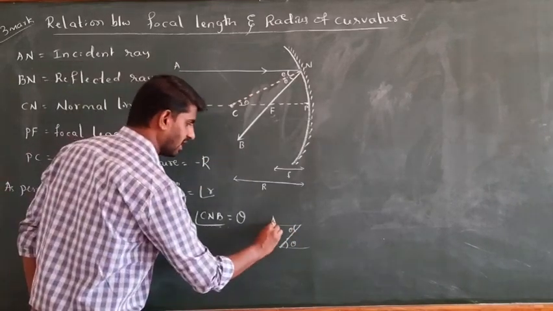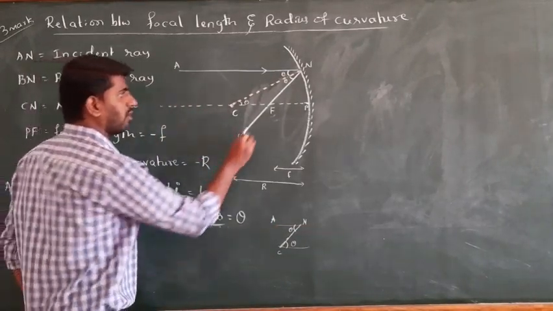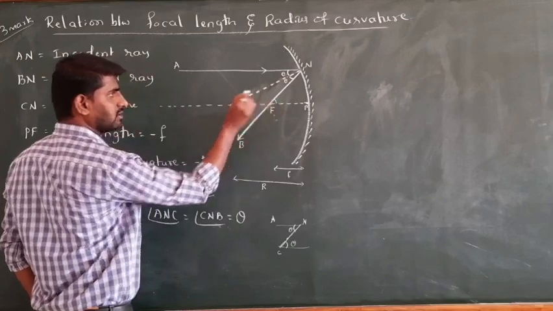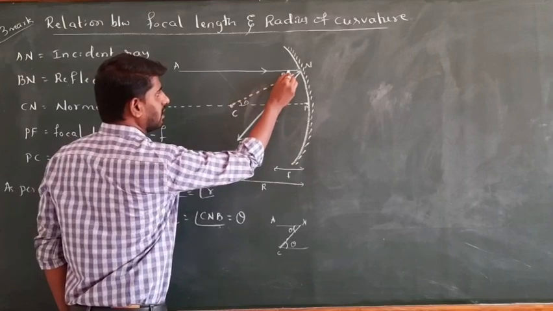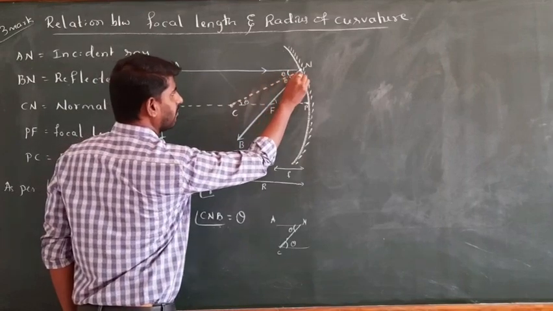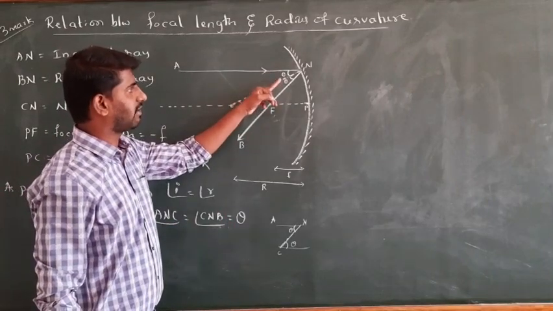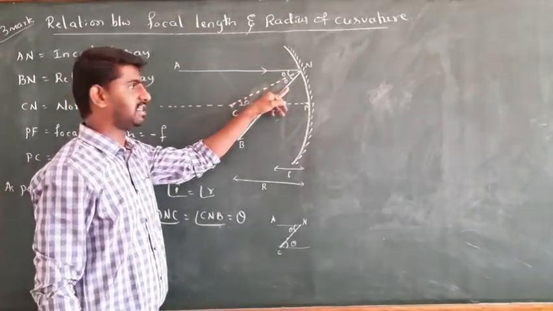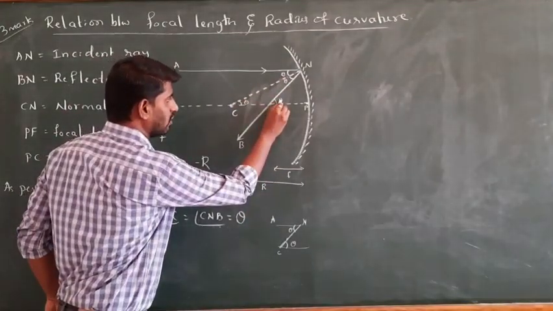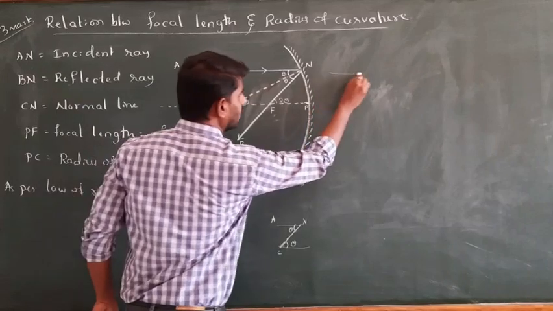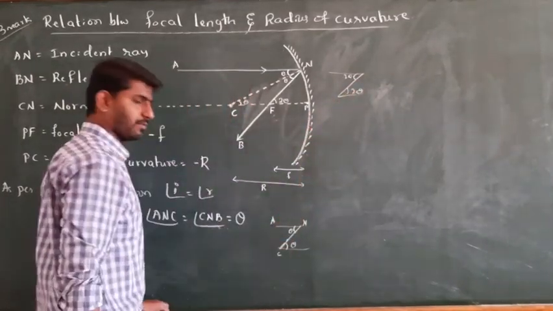So this is A, N, and this is C. And one more, can you estimate this angle? Okay, so this is theta and this is theta. What's the angle between the incident ray and reflected ray? From incident to normal line, theta. From normal to reflected ray, one more theta. So totally this is 2 theta. So this angle is also 2 theta.